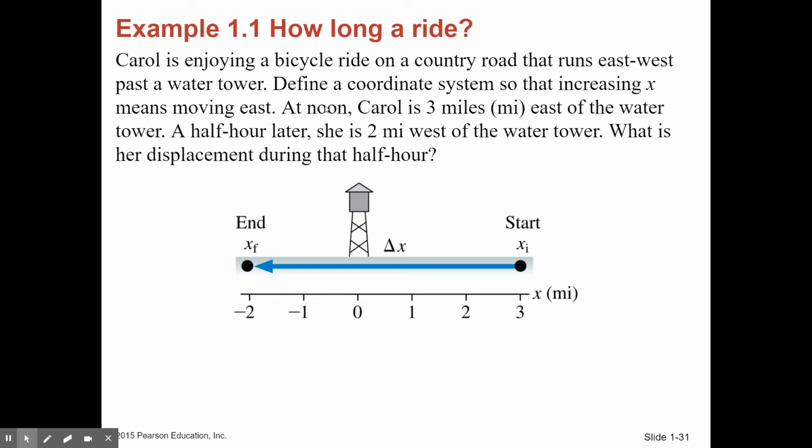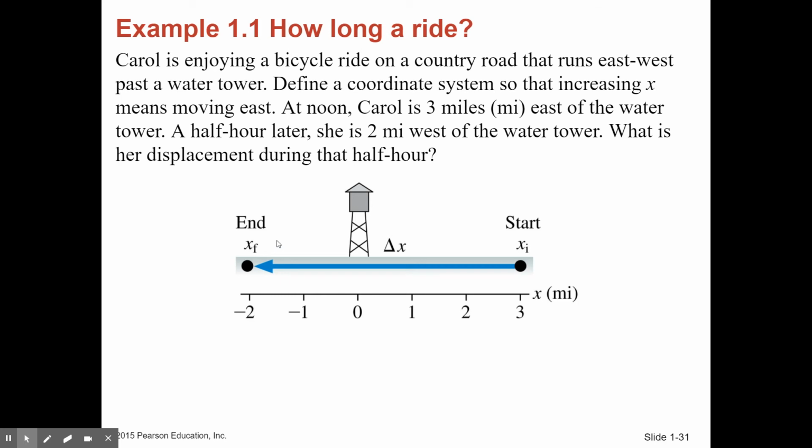At noon, Carol is 3 miles east of the water tower. A half hour later, she is 2 miles west of the water tower. What is her displacement during that half hour? Let's think about this. We are here, that's our start at 3, and then our end is -2. Those are our end points. We want to know what her displacement is during that half hour.